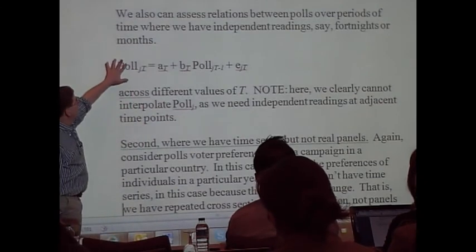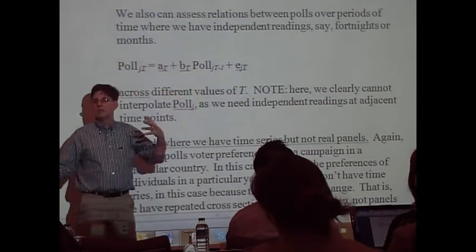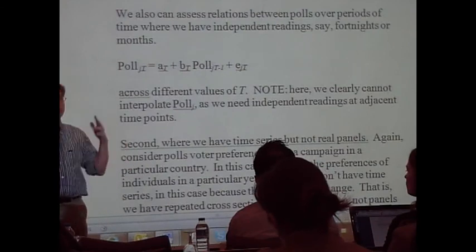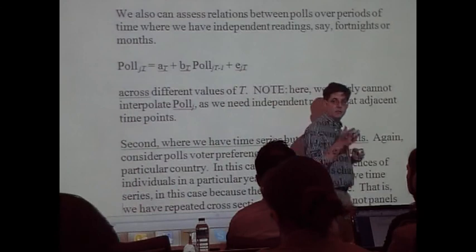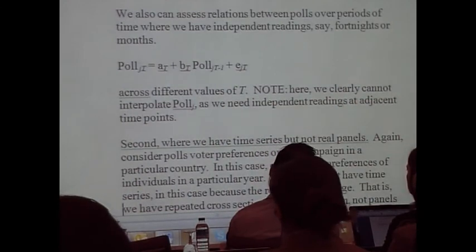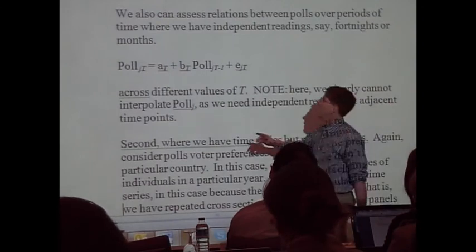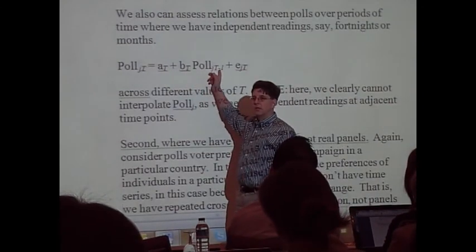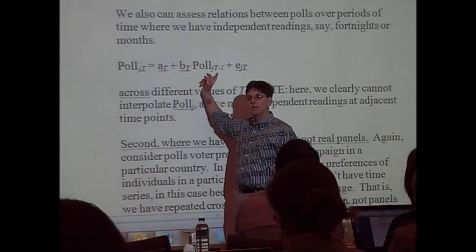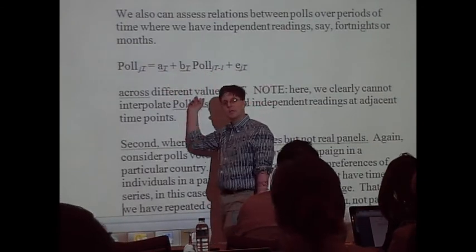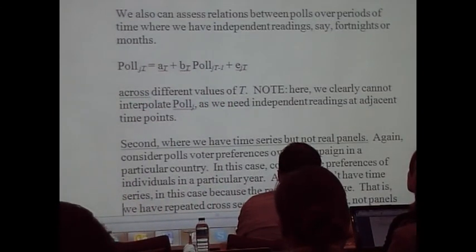I don't recommend doing it. What you want to do is regress the poll on the lagged poll at different points in time, where you have independent, or at least separate, reasons. They may be dependent, but they're not dependent on the basis of measurement. So think about it on a weekly basis. Regress polls in week t on week t minus one, week t minus one on t minus two, t minus two on t minus three, t minus three on t minus four. And you can get plots, and you can get regressions as well.